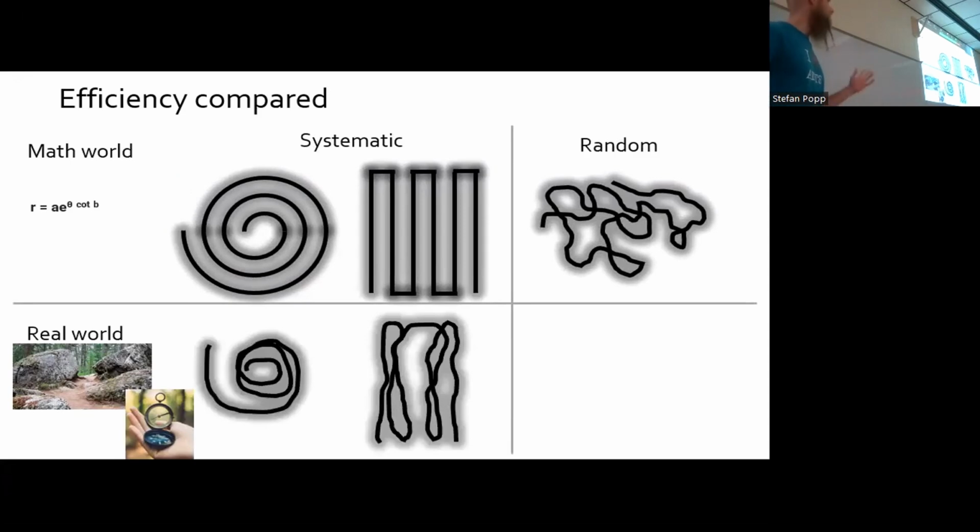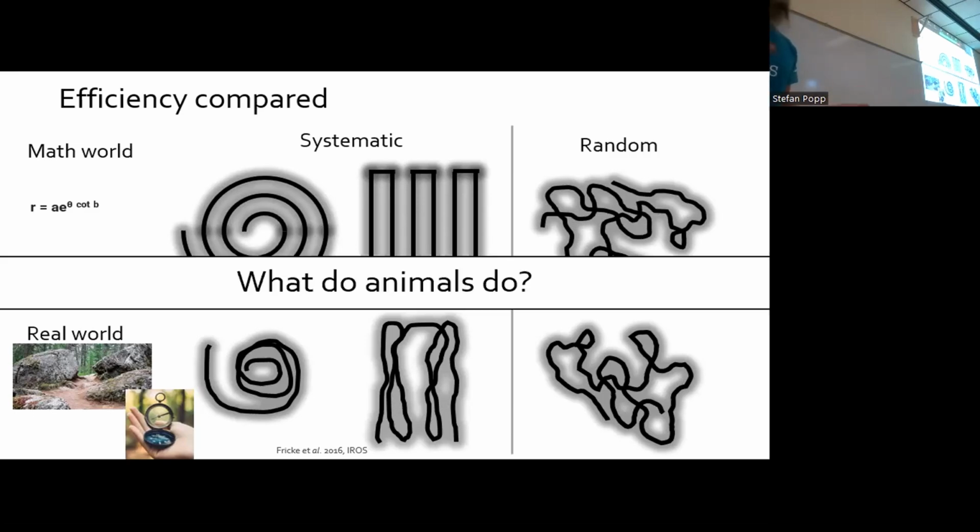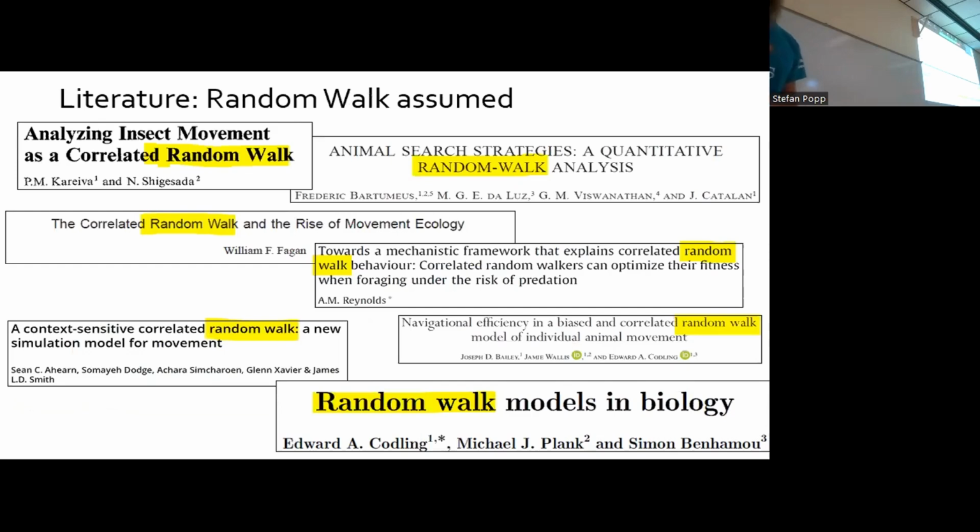And here, maybe the systematic way of covering an area is a lot worse than the random walk, because the kind of noise that you encounter is already basically baked in to the random walk. There is a study that actually shows this: with high enough noise, systematic patterns become worse. So what do animals do? Well, we have assumed in the literature that animals walk or search in a random walk pattern, and this is also how they have been analyzed all the time. But I want to know whether that is actually the case in the ants that I studied.